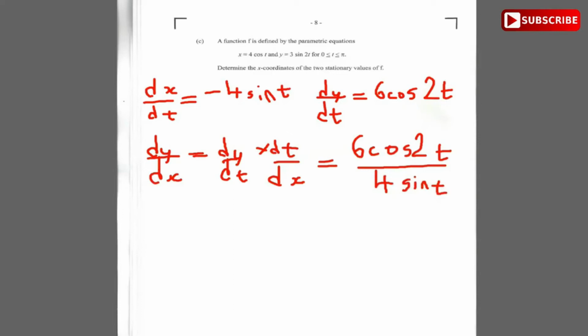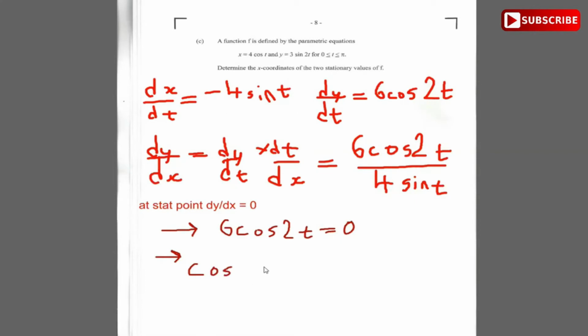Now, at a stationary point, dy/dx is 0. So always remember that. At a stationary point, we know that dy/dx is equal to 0. So if dy/dx is equal to 0, then we're solving 6 cos 2t equal to 0. If 6 cos 2t is equal to 0, then that implies that the cos of 2t is equal to 0.